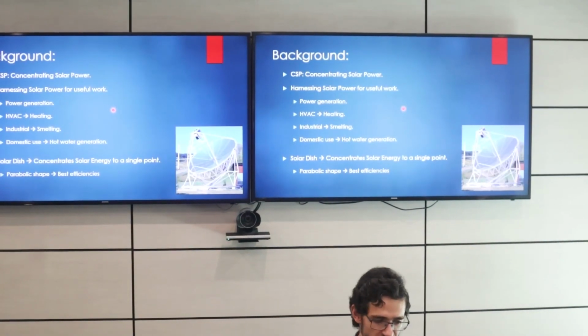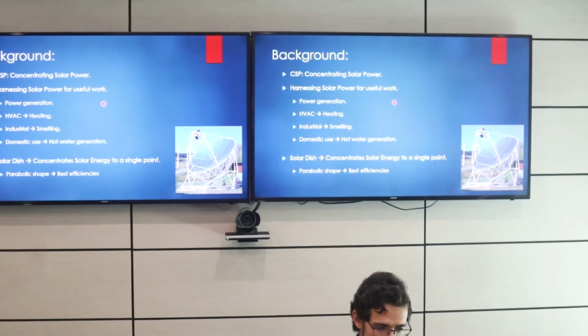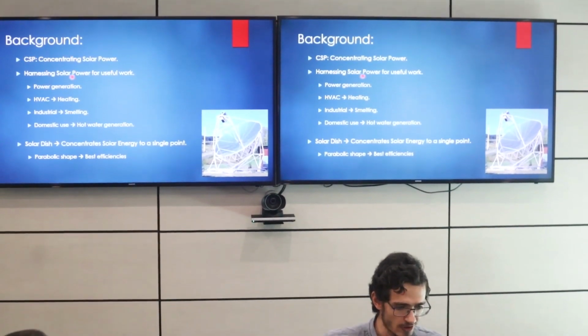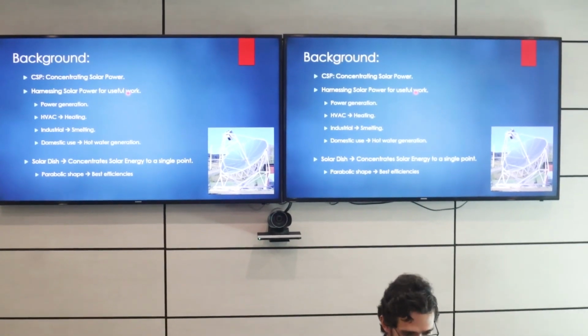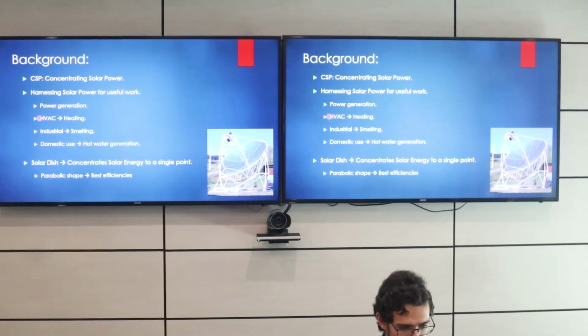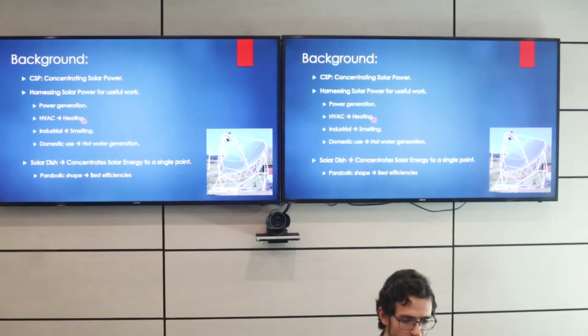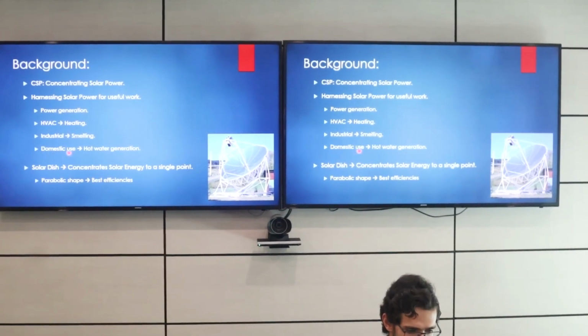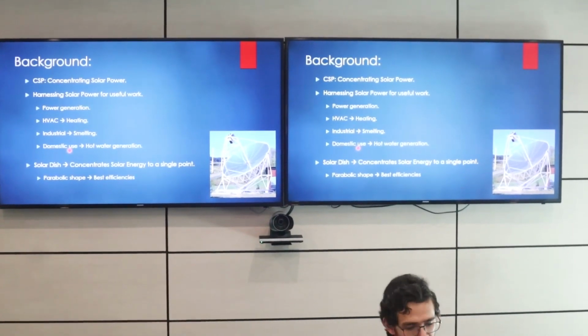So before we discuss the FFT, we need to take a step back to the background, where a concentrating solar power system can be defined as a system harnessing solar power for useful work. This can take forms such as power generation, HVAC, specifically heating in this case, industrial purposes such as smelting, or even domestic use such as hot water generation.